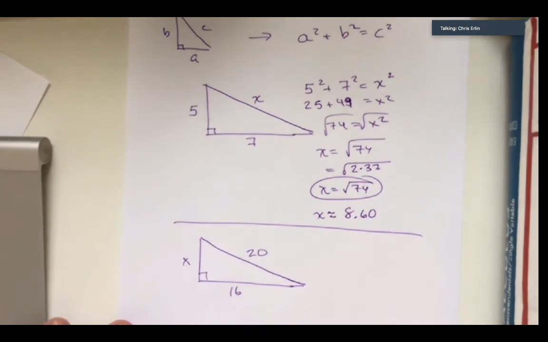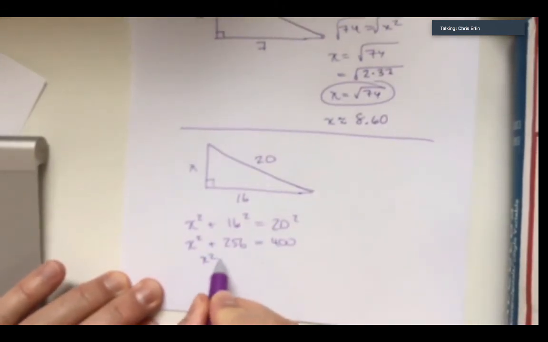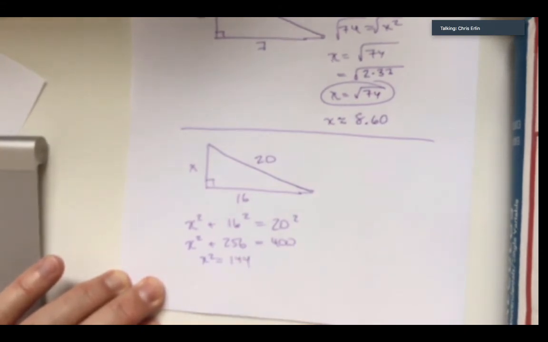In the event that I'm given the hypotenuse and a leg, I would set up the same scenario. a squared plus b squared equals c squared. It is a right triangle, and the legs squared equal the hypotenuse squared. So x squared plus 16 squared equals 20 squared. So x squared plus 256 equals 400. Subtract 256, and I get x squared is equal to 144.